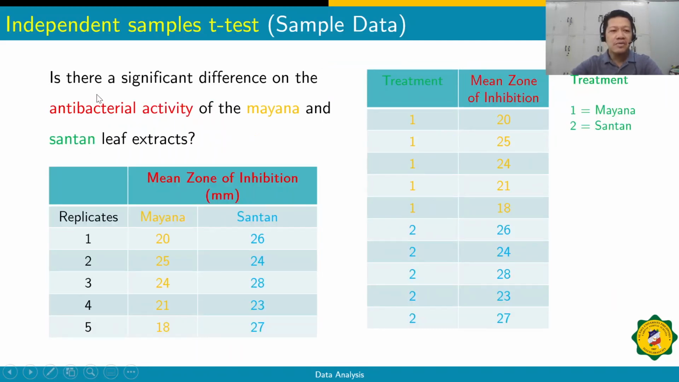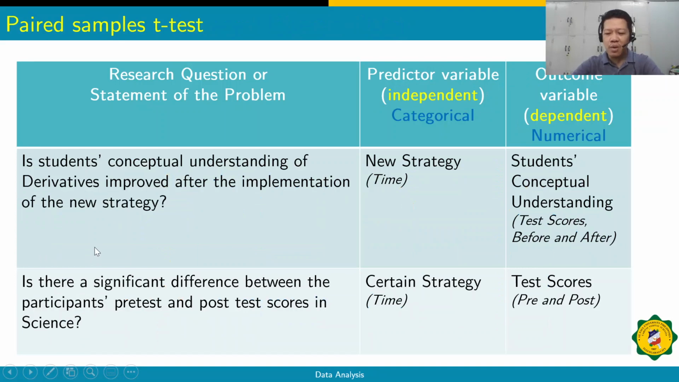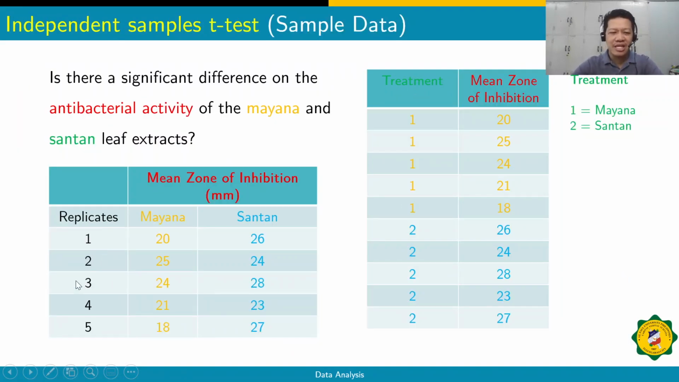Another, is there a significant difference in the antibacterial activity of the mayana and santan leaf extracts? So this is a pure experimental research, and it actually requires replicates. Let's say, for example, you have 5 replicates here, and then you measure the mean zone of inhibition for the mayana leaf extract group and the santan leaf extract group or experimental group. So there are 2 groups here. That's why you can use independent sample t-test. Okay, and these are in millimeters.